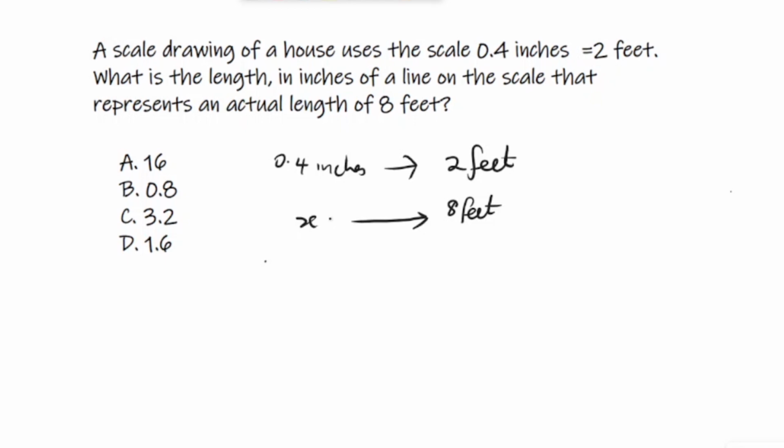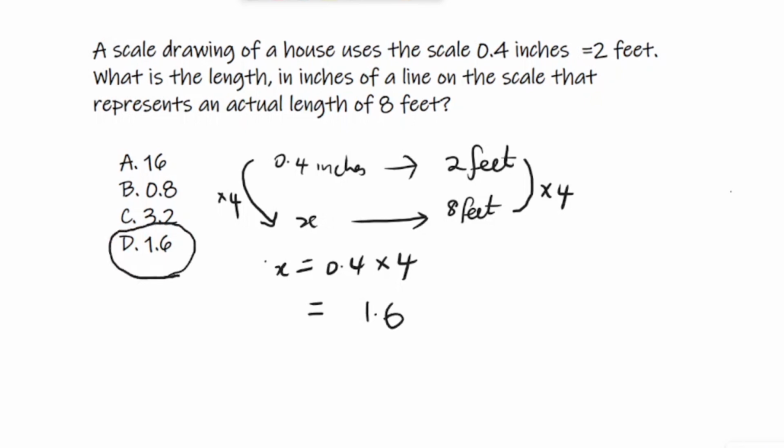So we put an x here, and then we just have to see, well, to go from 2 feet to 8 feet, you have to multiply by 4. So to go from 0.4 to x, we have to multiply by 4. Then x is equal to 0.4 times 4, which is equal to 1.6. So this is the correct answer.